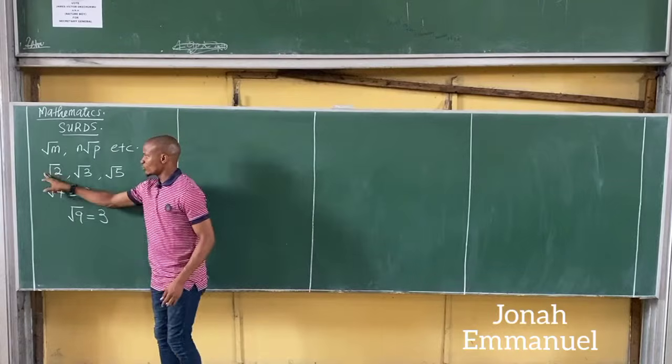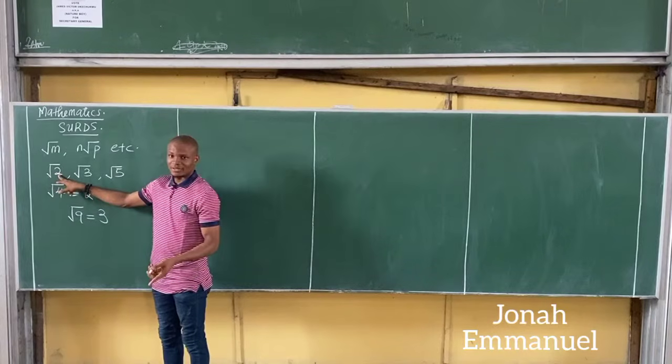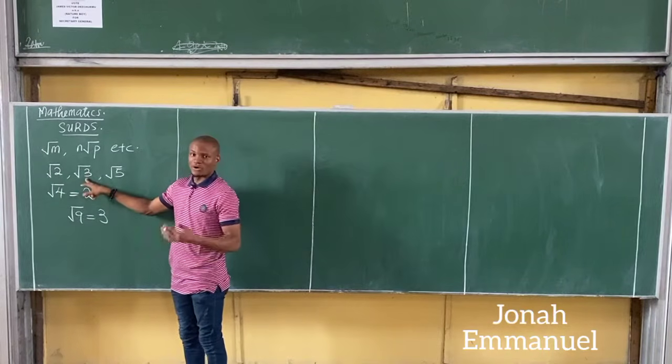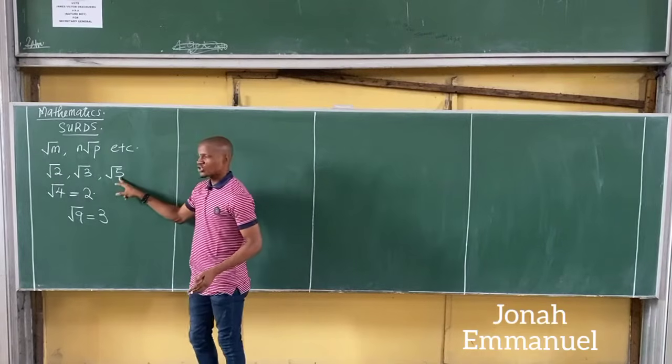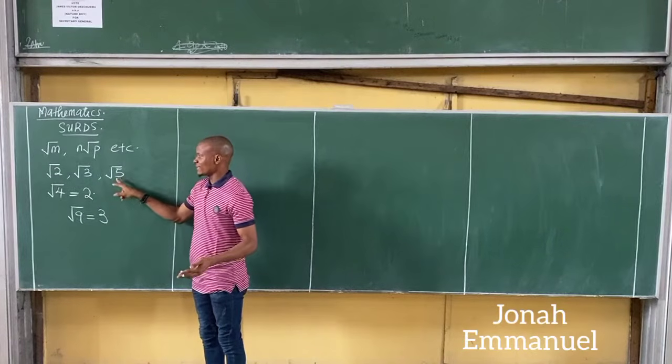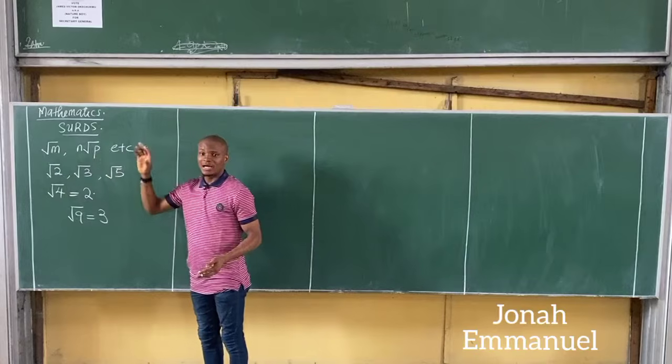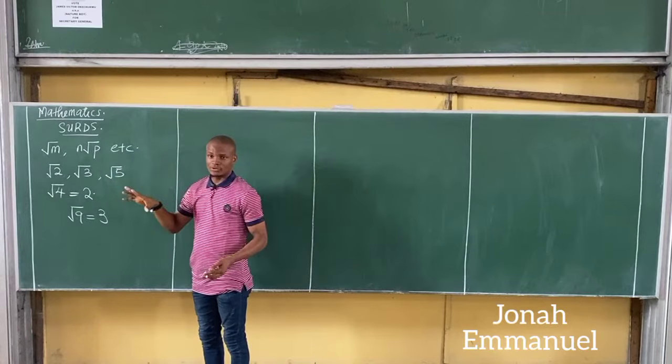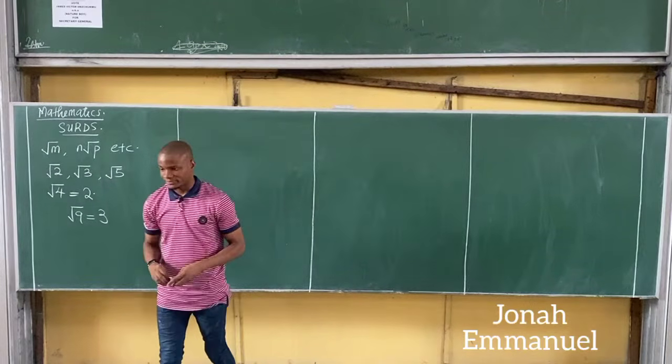But if I take the square root of 2 and it gives you 1 point something, take root 3 to also give you 1 point something, take root 5 to give you 2 point something, in that case these are called surds. Are we good? Alright, pick that one.